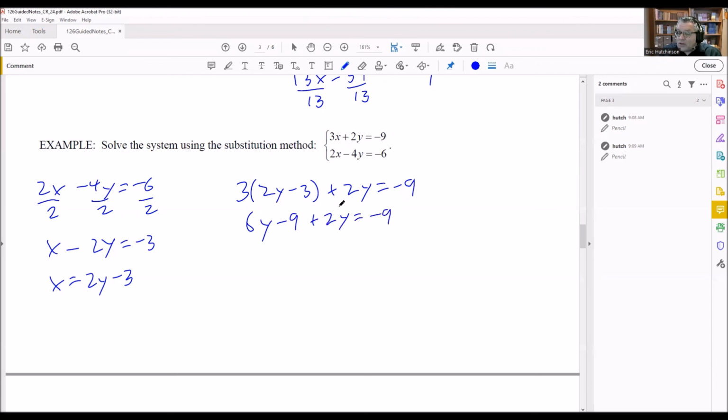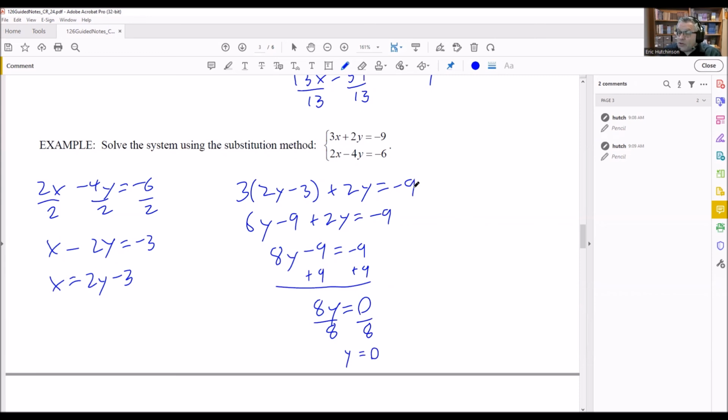We're going to add these two like terms together, so we get 8y. But then here, we can add 9 to both sides. The 9s are actually going to cancel out, and we get a 0. Now, if we divide both sides by 8, this is not going to be undefined, because the 8 is what we're dividing by. We're not dividing by 0. So 0 over 8 is going to be 0. So y equals 0 will be our first answer.